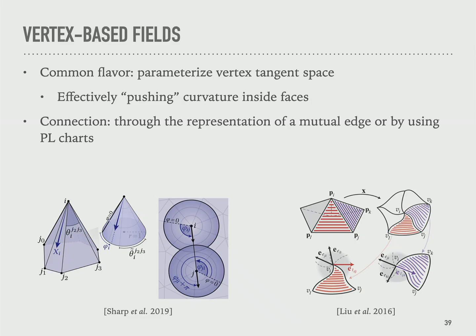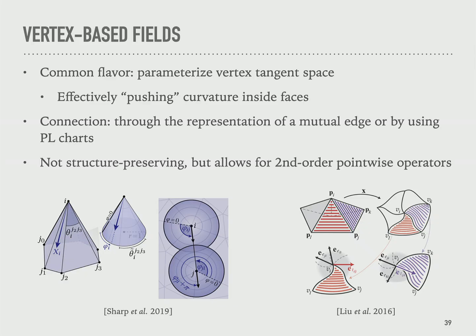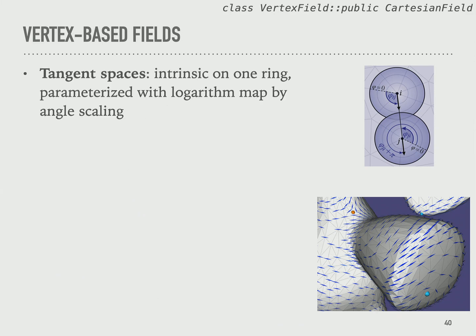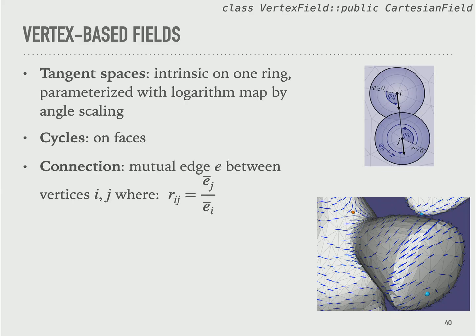Intrinsically, two neighboring vertices share an edge, and this edge is represented in different 2D coordinates, and you just divide the difference. That's your connection. So the edge is parallel to itself in the two neighbors, exactly the same. And when you go around a face and multiply those differences in coordinates, you get the curvature that got pushed around the face. All right, so I already explained this part. The cycles are indeed on faces, and the connection is the representation of the edge.